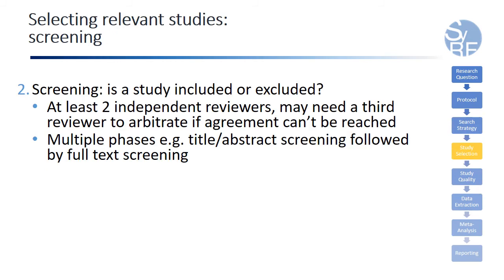Screening is the stage where we decide whether a study should be included or excluded in your review. It is recommended that 2 independent reviewers screen studies for inclusion, and a third screener can arbitrate if a decision cannot be reached. Screening is often conducted in 2 stages.